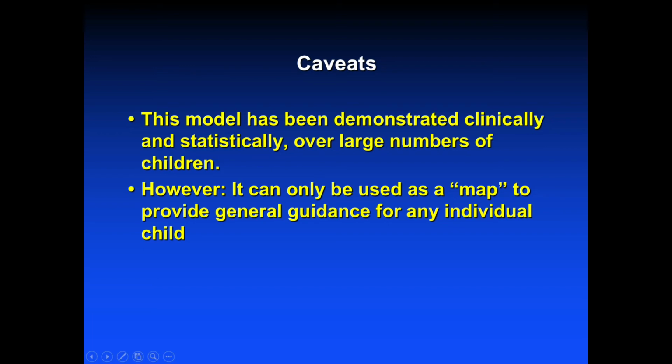Now, as I mentioned before, there are a couple of caveats. This model has been demonstrated clinically and statistically, and I've published research on this myself, which is detailed in my book, and it works over large numbers of children. It's like tossing a coin. If I toss a coin 100 times and it's a fair coin, I can be pretty sure it's going to be pretty close to 50% heads and 50% tails. Maybe not exactly, but pretty close. But on any individual flip, it's 50-50. Your guess is as good as mine. So this should not be misused to be a crystal ball for a particular child.